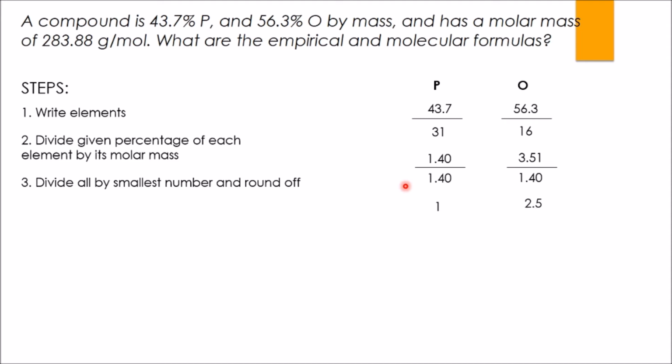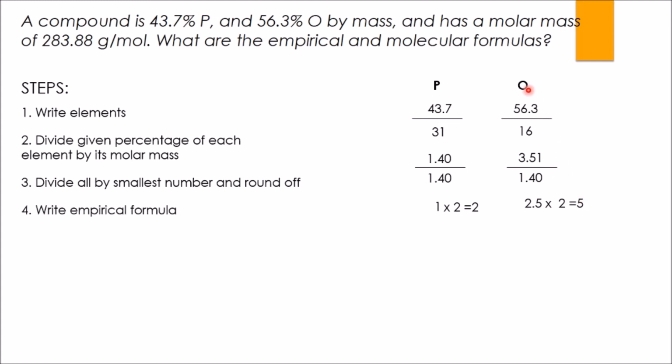Okay. Now we have to round it off. How are we going to round off? We are not going to round off the way we usually do in the classroom. We are going to multiply it by 2. So the way we are going to use for rounding off these numbers is by multiplying by 2. Once we multiply 1 by 2, we get 2 for phosphorus, and 2.5 multiplied by 2 is equal to 5 for oxygen. So we get 2 phosphorus in the end and 5 oxygens.